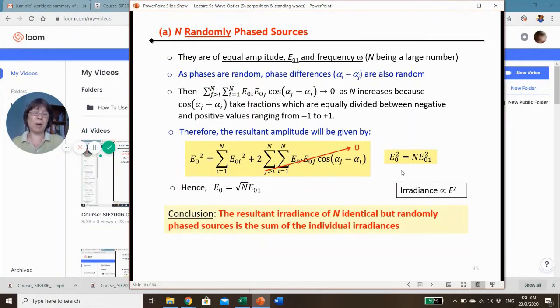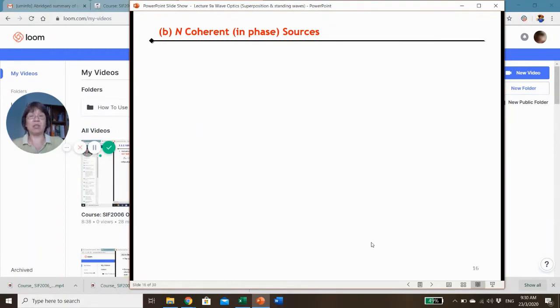Of course, we talk about irradiance, whereby it is proportional to the square of the electric field amplitude, then the irradiance will be given by n times the irradiance of the individual sources. So the conclusion here is given by this statement: the resultant irradiance of n identical but randomly phased sources is the sum of the individual irradiances. Now n must be large enough. That's important to note. Now for n coherent sources, they are all in phase. So if they are all in phase, their phase angle would all be equal.